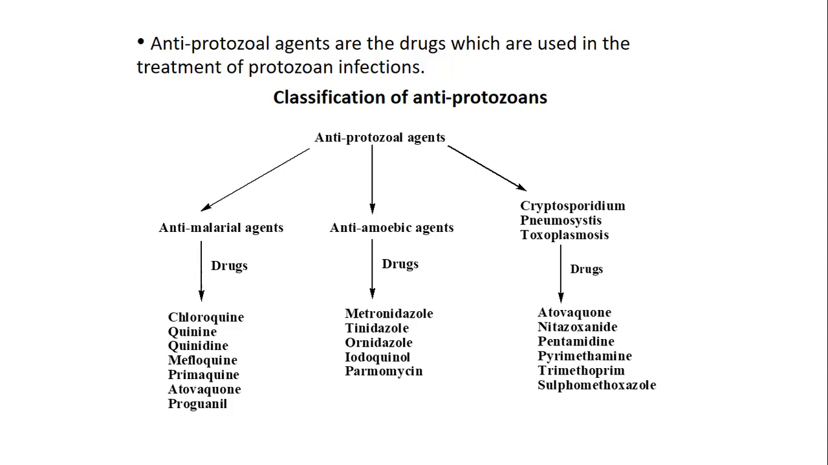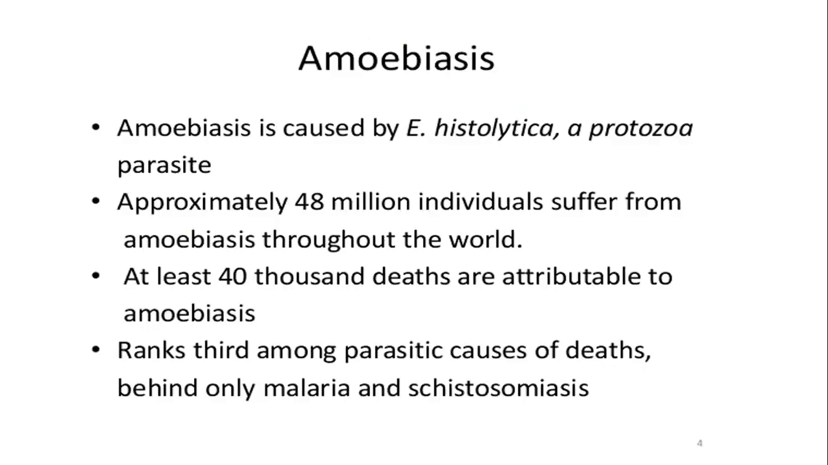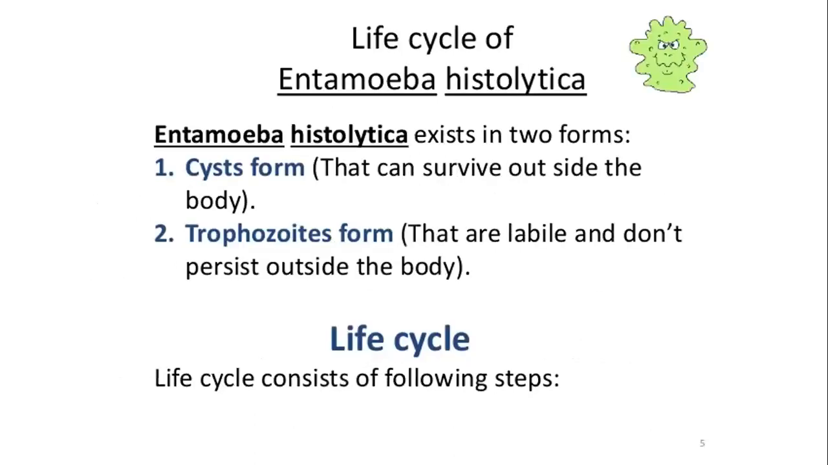Pyrimethamine is one important drug, a newer drug for malaria also. Trimethoprim and sulfamethoxazole are very important drugs, from a very old category of drugs, but very good. There may be some toxicity also. So first of all, you should know amoebiasis, which is caused by the Entamoeba histolytica protozoan parasite. Approximately 48 million individuals suffer from amoebiasis throughout the world. At least 40,000 deaths are attributed to amoebiasis, including infants. It ranks third among parasitic causes of death, behind only malaria and schistosomiasis.